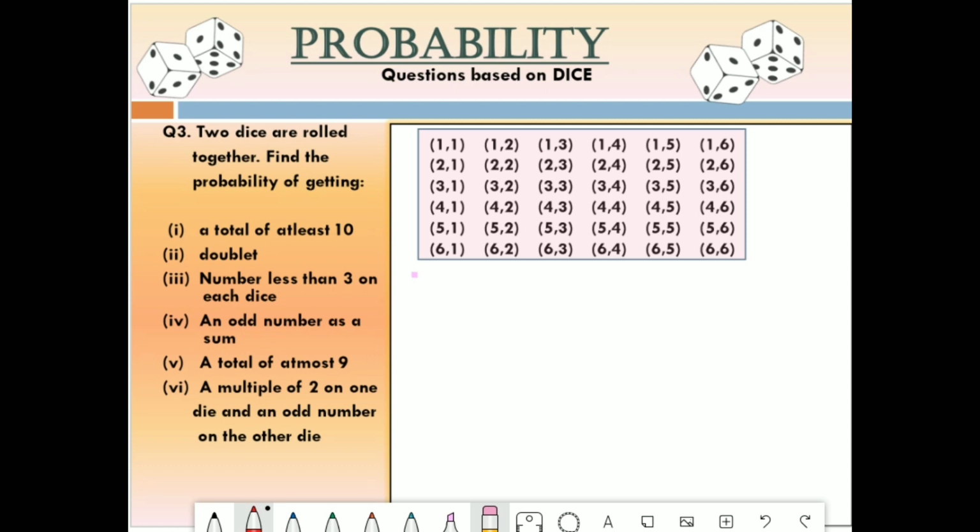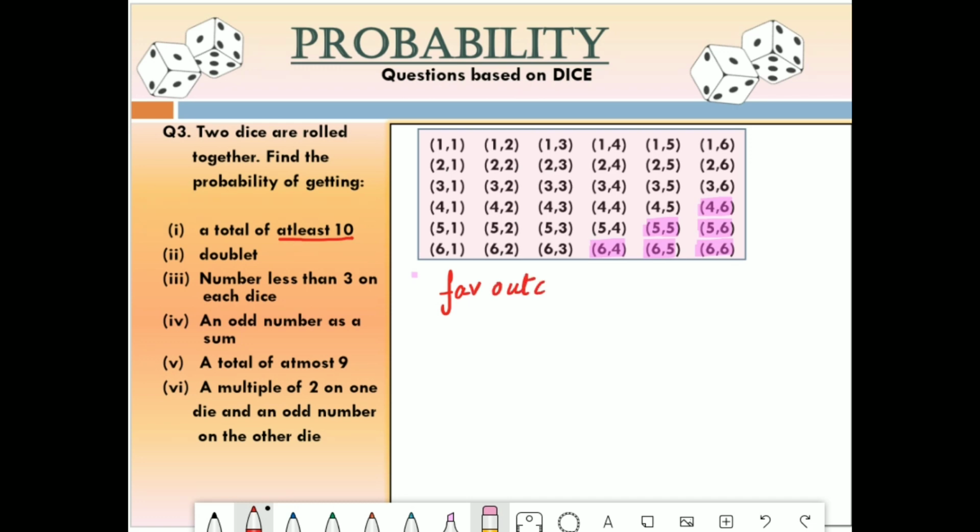A total of at least 10 means it can be 11 and 12 as well, but minimum it should be 10. So let's find out the numbers whose sum is at least 10. Okay, if you see these numbers 4 and 6, the sum is 10, and 5 and 5, sum is 10, 6 plus 4 is 10. And here we have sum as 11, and here we have sum as 12. So these highlighted numbers are our favorable outcomes. So total we have 6 favorable outcomes.